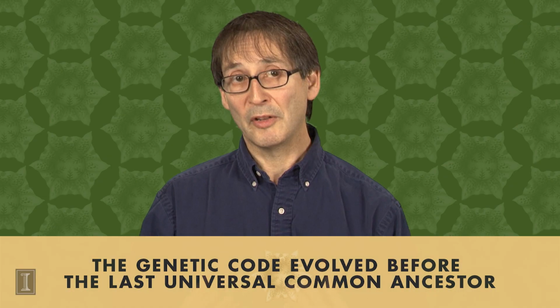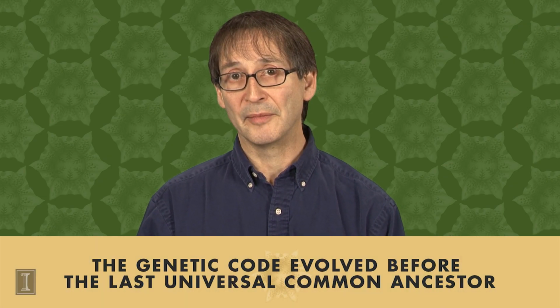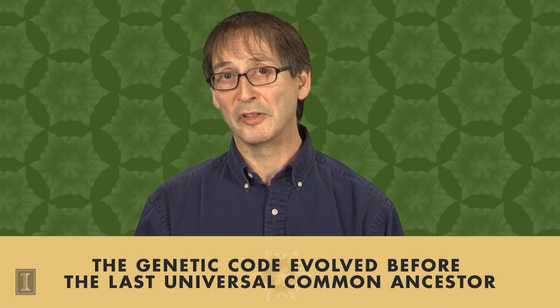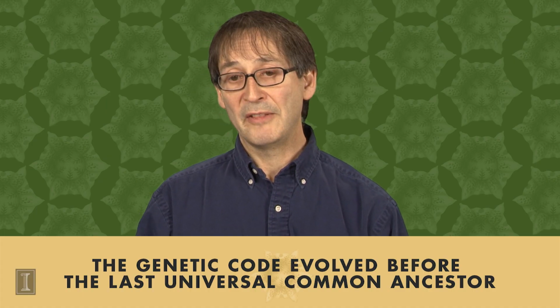In fact, it evolved before the last universal common ancestor. It had to have evolved before, because if it evolved afterwards, we wouldn't be able to do molecular phylogeny to look at the translation apparatus to deduce the existence of the last universal common ancestor. So we know there was life before the last universal common ancestor, and that during the period when life was starting to get going, the genetic code evolved, and it must have evolved very rapidly, so that 3.5 to 3.8 billion years ago, we had a fully functioning genetic code.